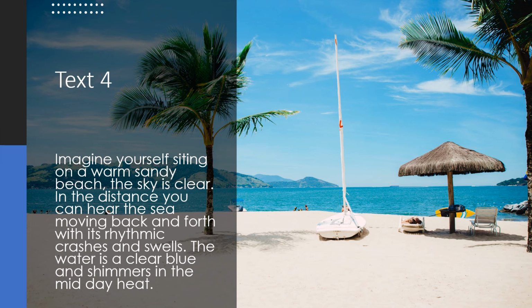Text 4. Imagine yourself sitting on a warm, sandy beach. The sky is clear in the distance. You can hear the sea moving back and forth with its rhythmic crashes and swells. The water is a clear blue and shimmers in the midday heat. So what do you think that text is trying to do there?